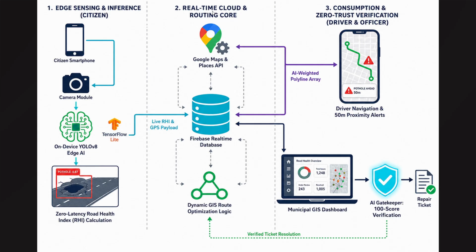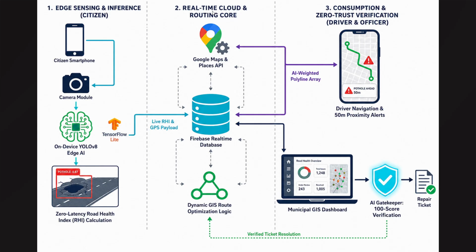So this is our architecture, and it basically has three stages, following the data from the road till the actual repair. First stage, the edge sensing and inference. This is on the citizen's phone. The camera gives frames to our on-device YOLO V8 Edge AI through TensorFlow Lite.